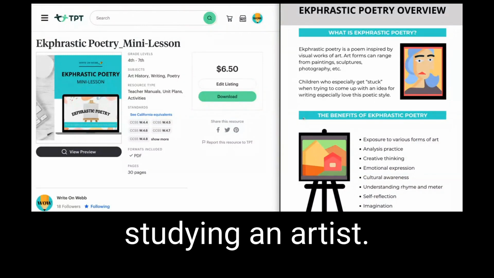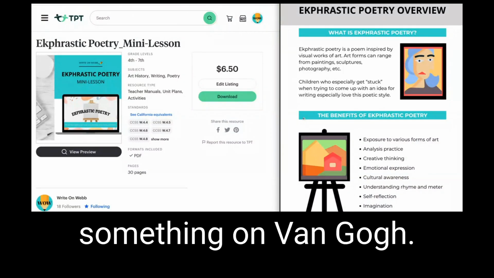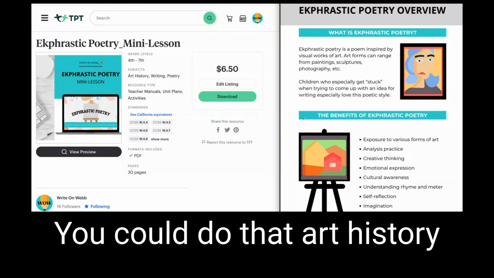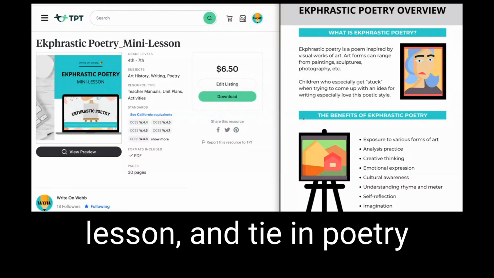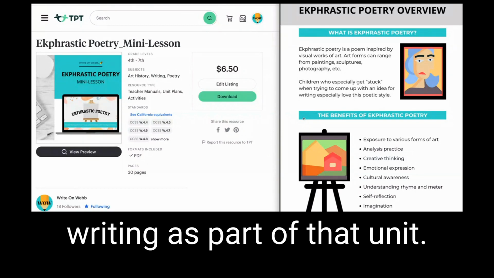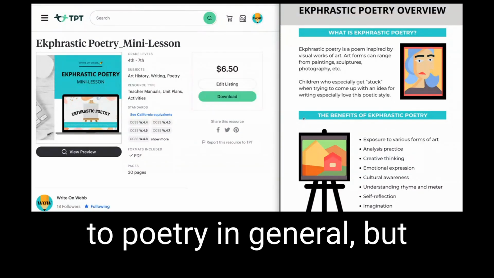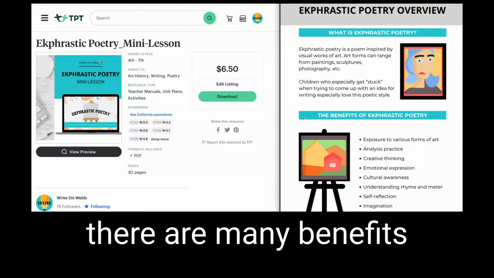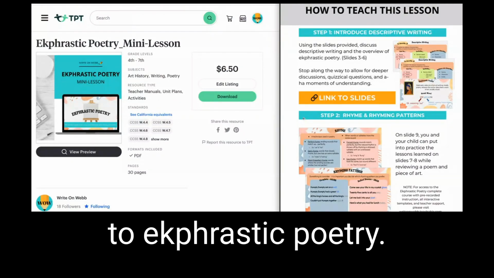Maybe you're studying an artist. Maybe you're doing something on Van Gogh. You could do that art history lesson and tie in poetry, writing as part of that unit. There are so many benefits to poetry in general, but there are many benefits to ekphrastic poetry.